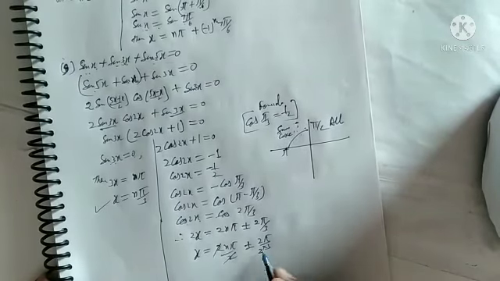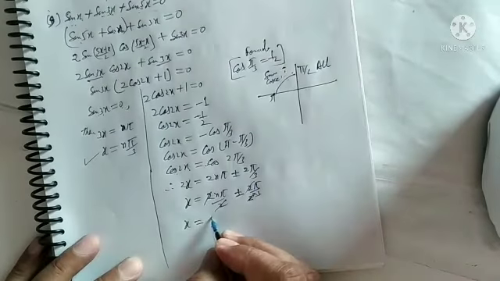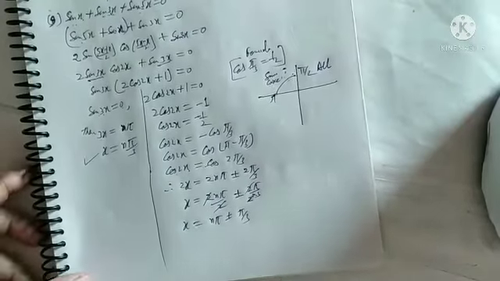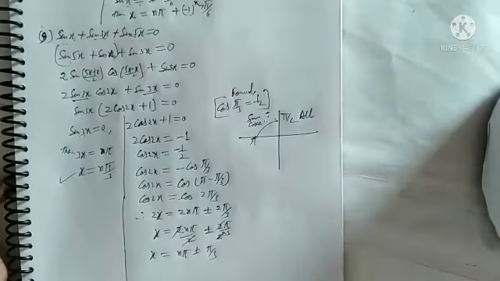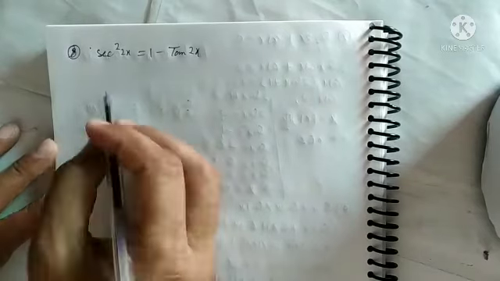So now this 2 cancels, this 2 cancels. What is the value of x here? That is n pi plus minus pi upon 3. So this question is also done easily. Yes, question number 8. Okay, how to do it?